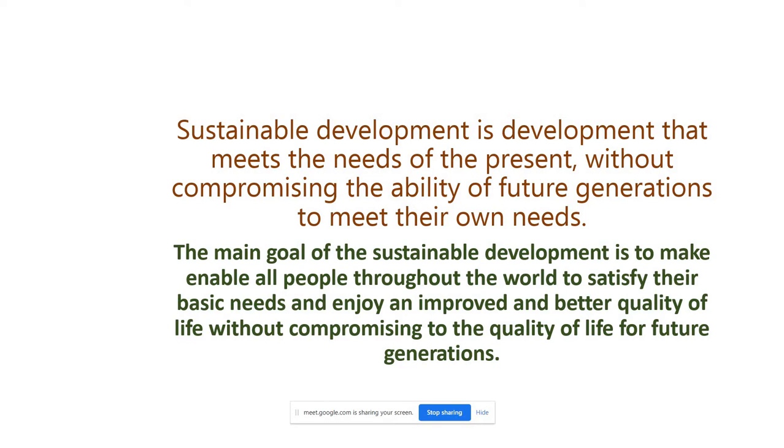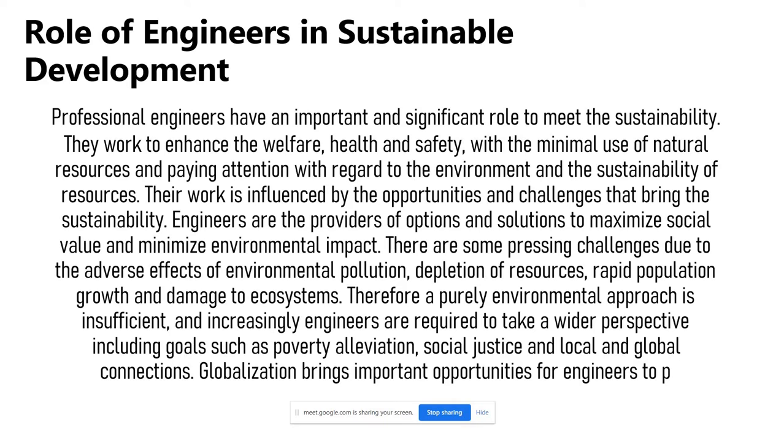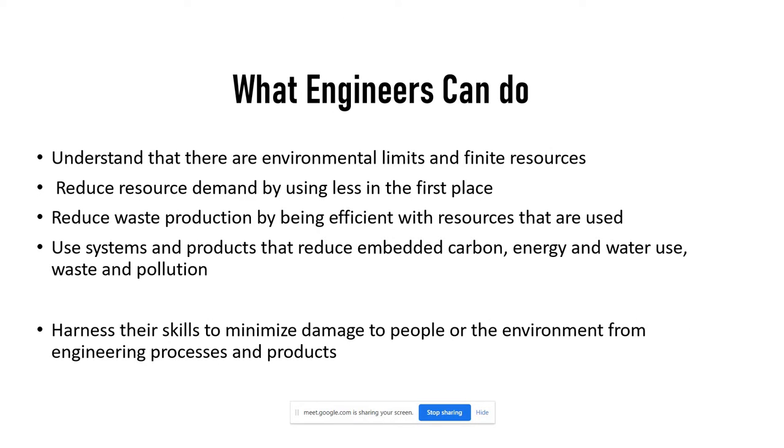As an engineer, what we can do to play a significant role in sustainable development is we can understand that there are environmental limits and finite resources with us. We can reduce resource demand by using less in the first place. We can reduce waste production by being efficient with resources that are used. And we can use systems and products that reduce embedded carbon, energy and water use, waste and pollution, and harness their skills to minimize damage to people or environment from engineering processes and products.